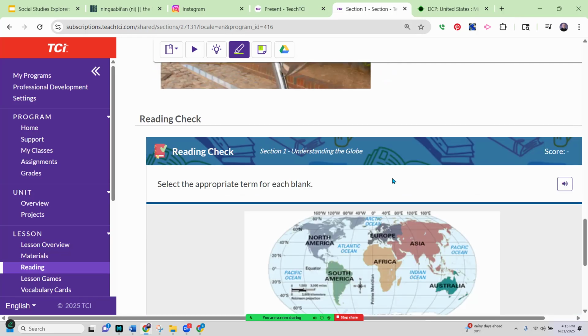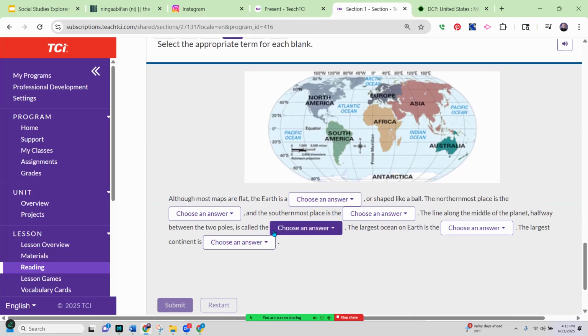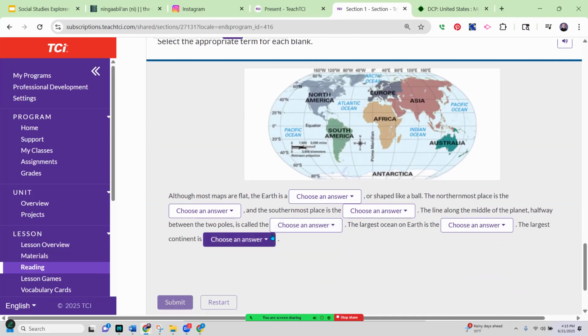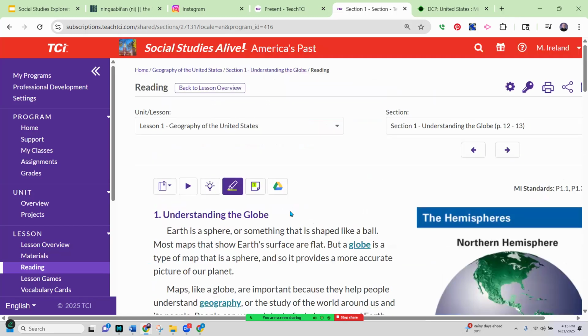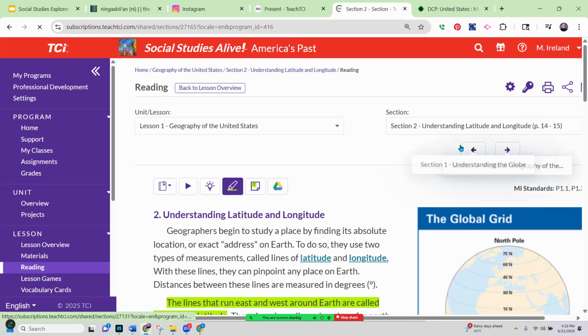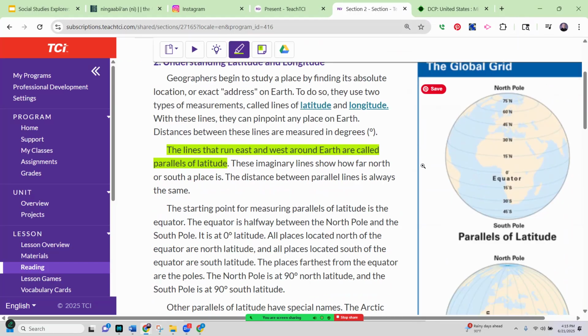If you're going to do this at home, I suggest you do the reading check and see how you did. So now I'm going to scroll up. Sorry about having to go fast there. And going to pages 14 and 15, I've already done this for you as well.